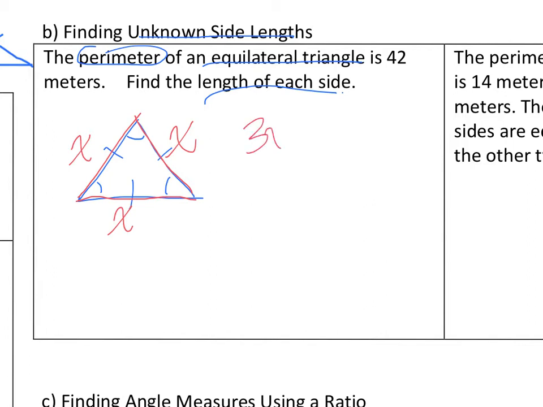So 3x equals 42. Solve for x. x is 14 meters. You don't have to write 14 three times.